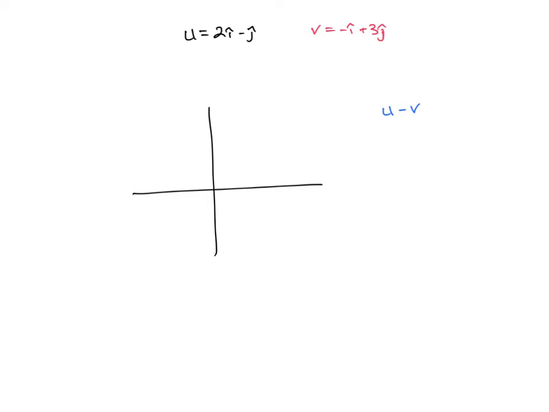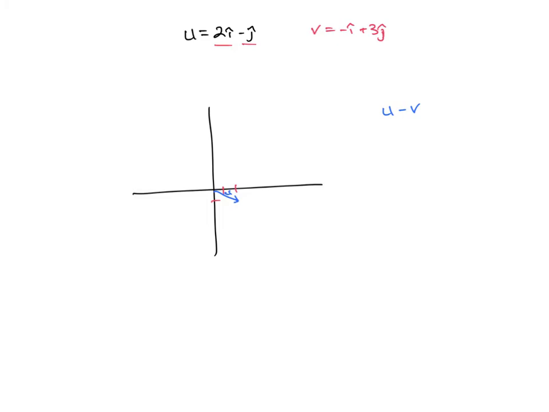We have u equal to 2 i hat minus j hat, and v equal to negative i hat plus 3 j hat. And I need to find the vector u minus v. What I'm going to do is just graph it, and you're going to be asked to do this. So my u, which way does it go? Right 2 and down 1. So I'm going to go right 2, and then down 1. So my vector u does that. Does everybody understand that? It's just a different form of it.